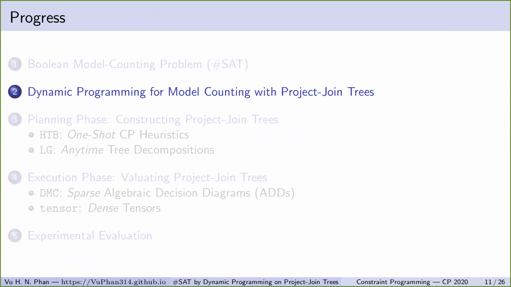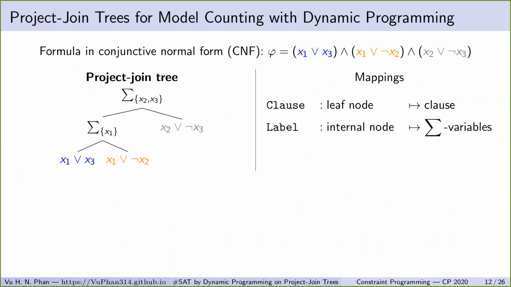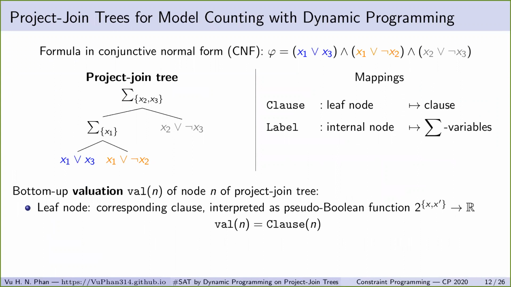Taking a closer look at ProjectJoin trees, we see that given a CNF formula in a ProjectJoin tree, a leaf node corresponds to a clause, and each internal node is labeled by a set of variables to be projected away, or summed out. To do model counting on a ProjectJoin tree, we perform bottom-up valuations of the nodes.